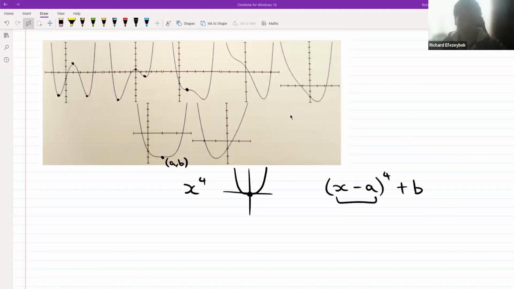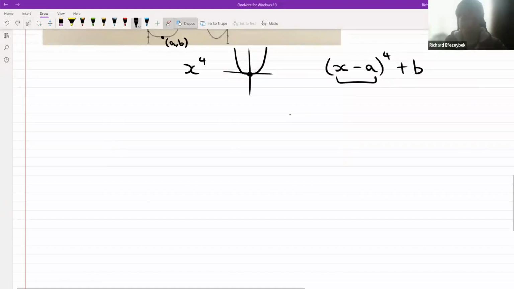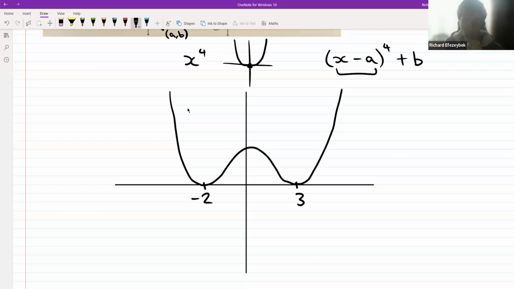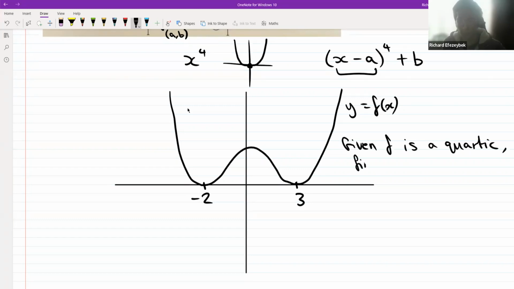Okay, so here's an example of something like a graph identification question. In a real exam question, this will probably be part of a bigger question. So we'll look at something like that later. Let's suppose I have a quartic that looks like this, and I know that this coordinate here is -2, and this one here is 3. So this function f, given f is a quartic, find the equation of f. Or I'll phrase it as find all possible equations of f.